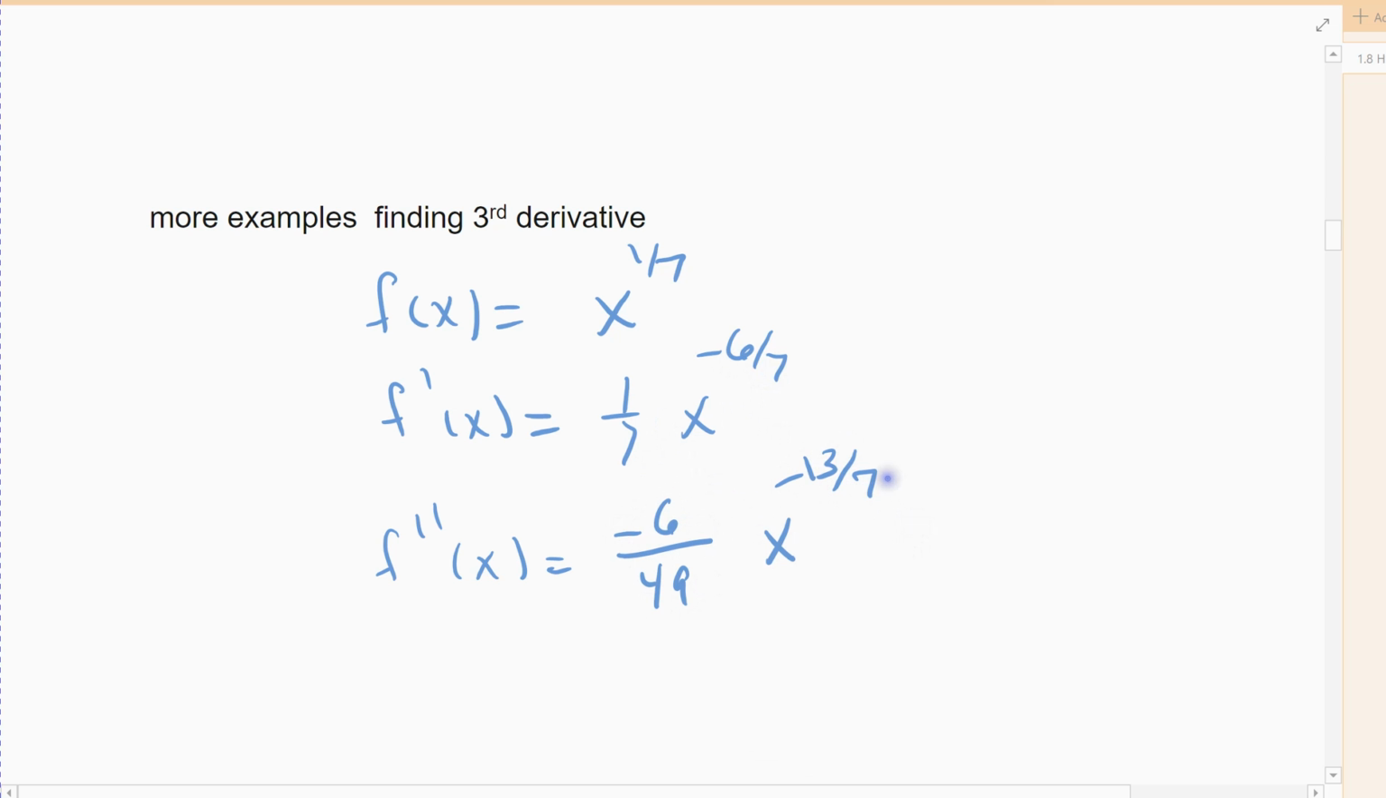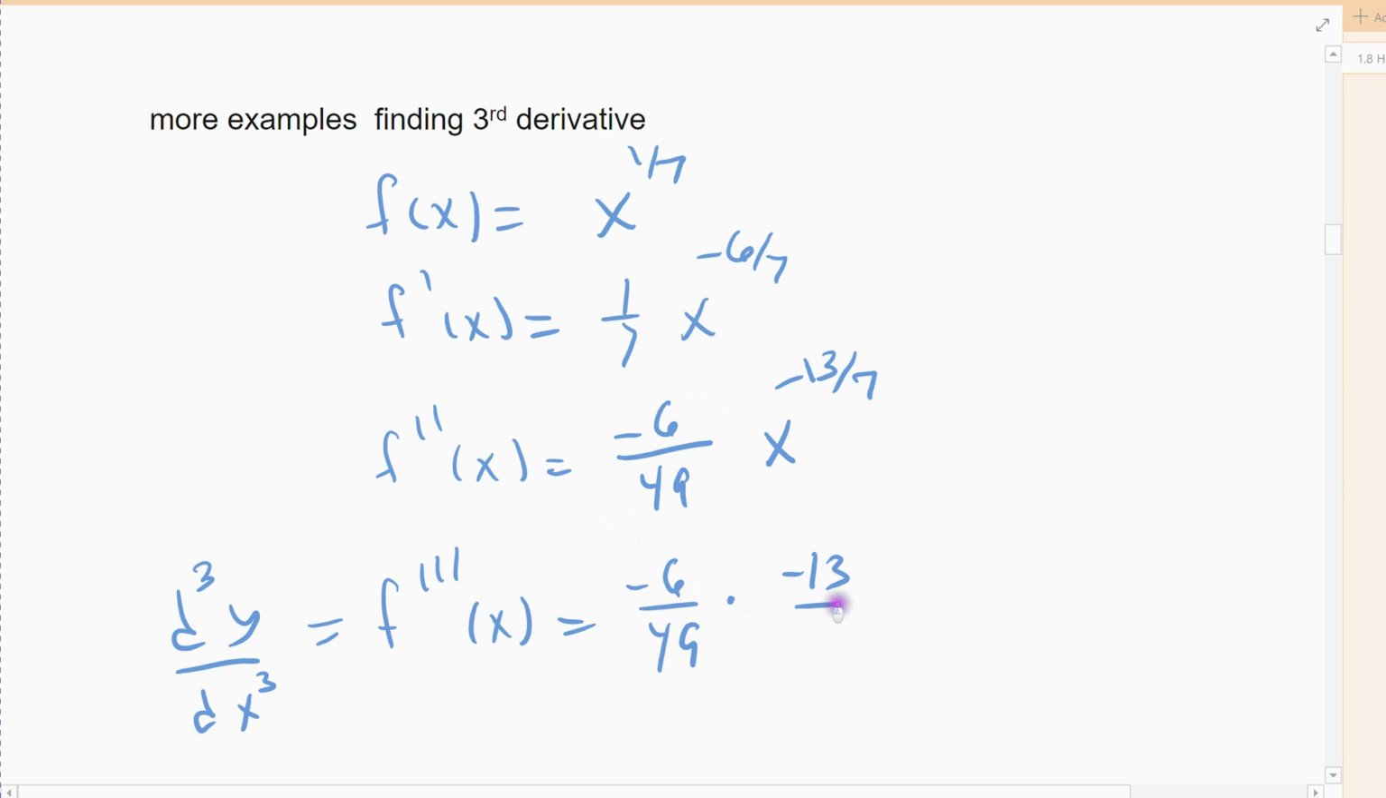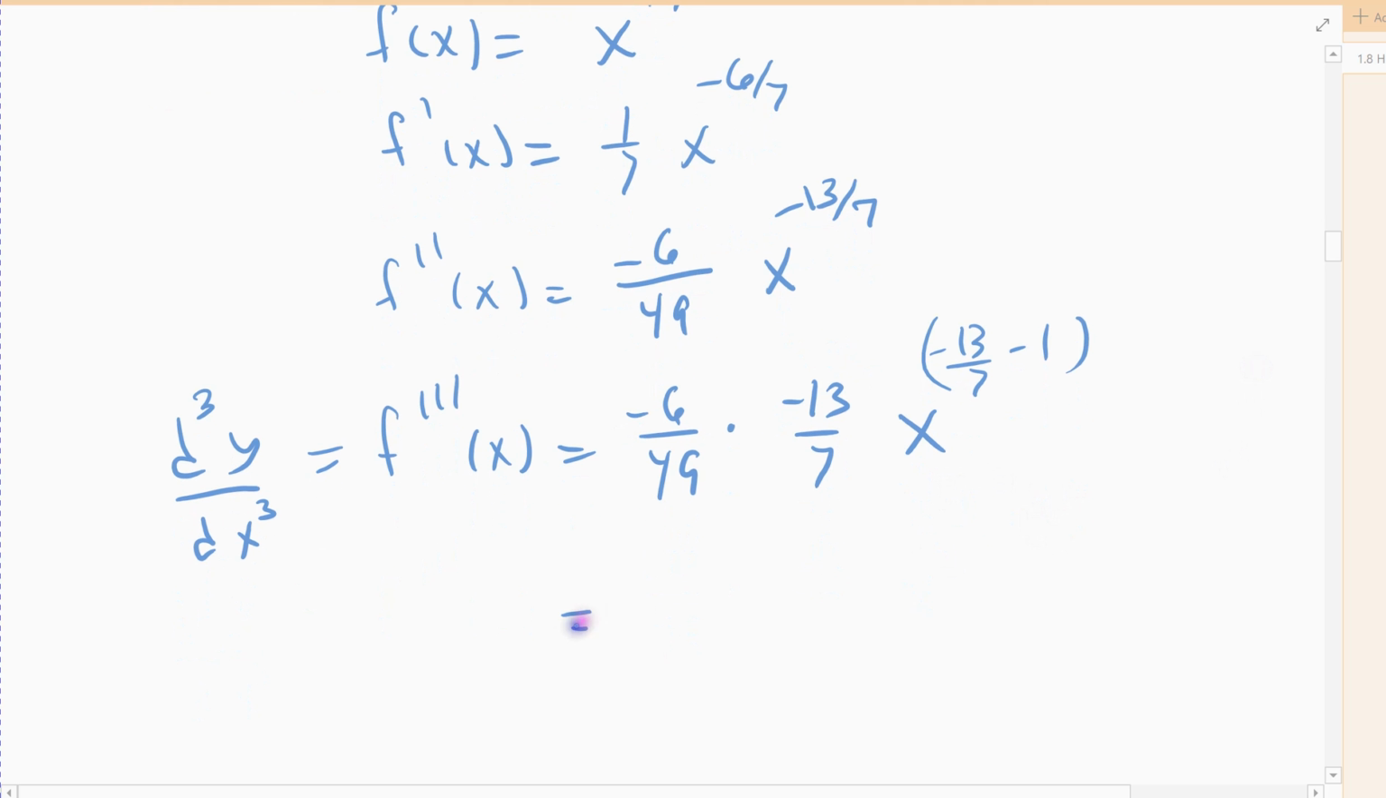Because remember, this really represents the root. This is the 7th root of my function. And then the third derivative, using this notation, or again the other notation, the derivative 3 times with respect to x 3 times. Again, it's just ugly fractions. You get to use your calculator, so you can take this fraction, negative 6 over 49 times negative 13 over 7, x raised to the negative 13 over 7 minus 1. And then use your calculator to simplify.